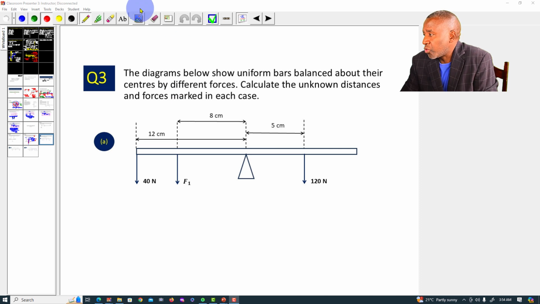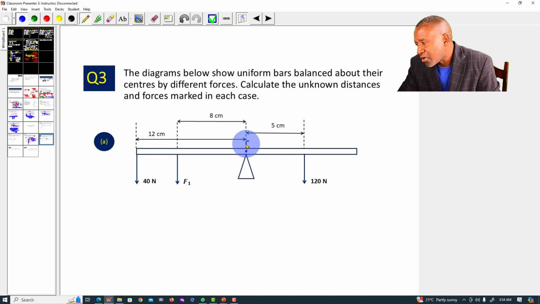Here we've already been told that these bars are balanced about their centers. What does that mean? If it is balanced about its center, the center of this bar is here. That means that is where the center of gravity is, and that is where its weight acts through. So when we take moment about the balancing point, the moment due to the weight of that bar automatically becomes 0, so it does not feature anywhere.